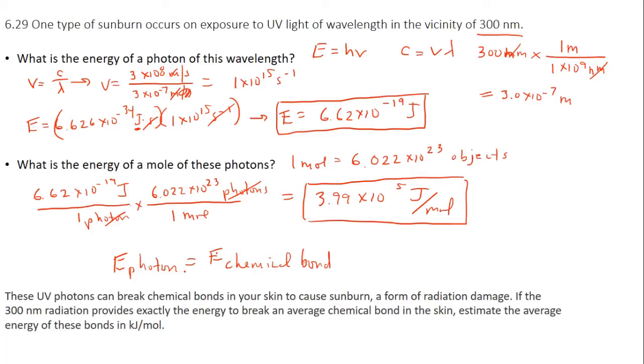If that's the case, then the energy of 1 mole of photons should also equal the energy to break a mole of these bonds. And that's what this is asking, the energy per mole. The only thing is it's asking for kilojoules. Here we calculated it in joules, so divide by 1,000 because 1 kilojoule equals 1,000 joules. And so the answer should be something on the order of 399 kilojoules per mole.